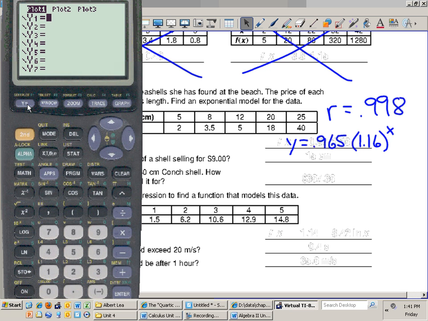As you go into Y equals and you type in 0.965 times 1.16 to the x, we get, look at that. It fits it nearly perfectly. And so we would say that this is a really, really good model, that it represents it very accurately. In fact, we would say it's a very good prediction model as well. So let's make use of this in the final part of our problem.